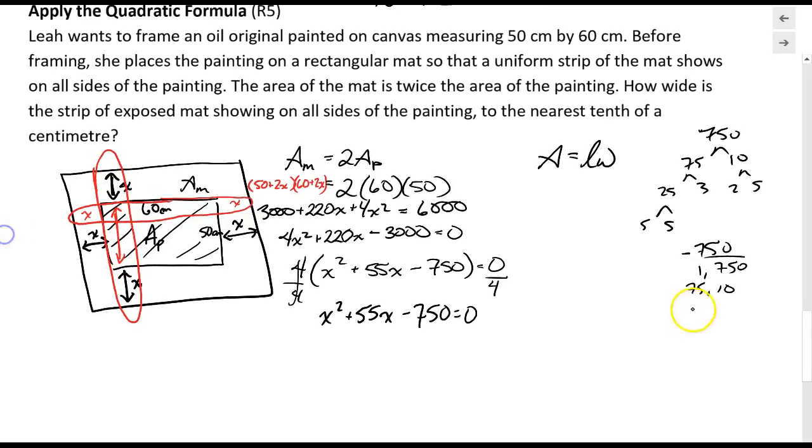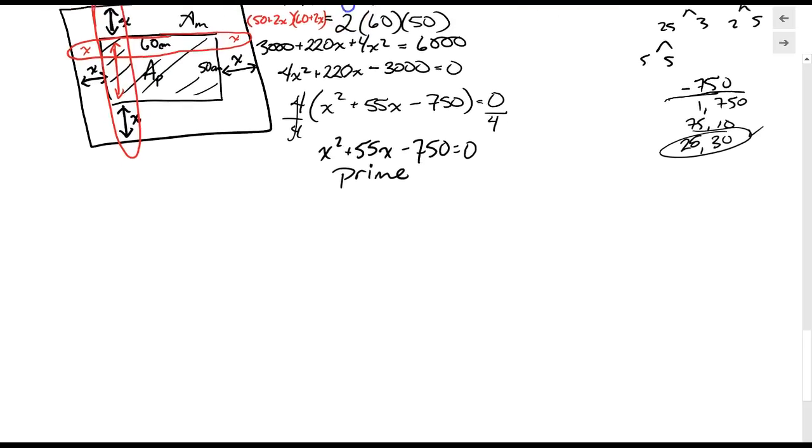Now it just so happens that 25 and 30 are factors of 750, but because we need opposite signs, they are not going to be able to give me that 55. So that's a common mistake. People will spot this and be like, oh yeah, but negative 750 needs that one of these also needs to be negative. So I can't factor this. It is prime. So what am I going to do?